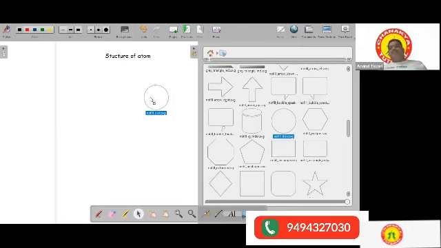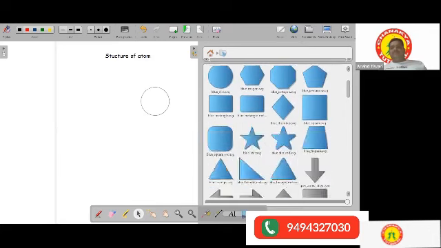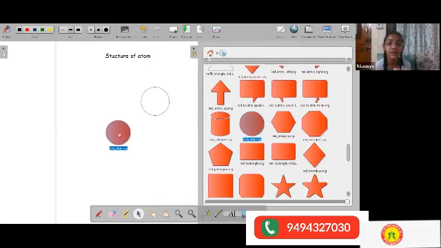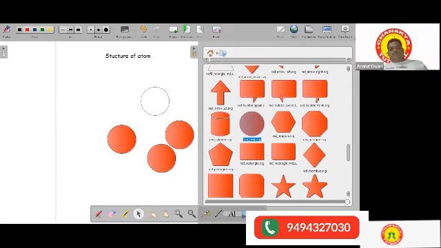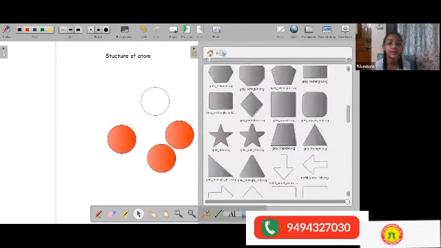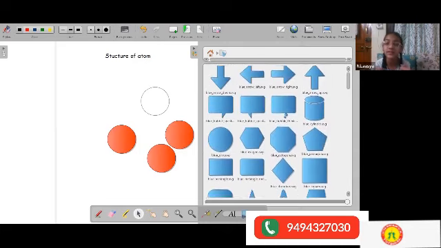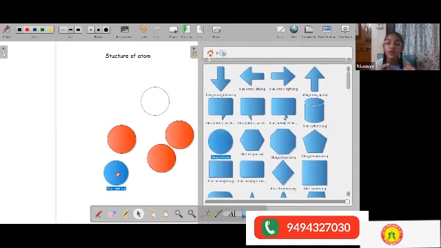Who else can explain about the atom? Can anyone explain about the atom? Sir, atoms have a system where it revolves around, and there are many atoms that we can see by our naked eye, and the system in the atoms will be revolving inside the atoms.